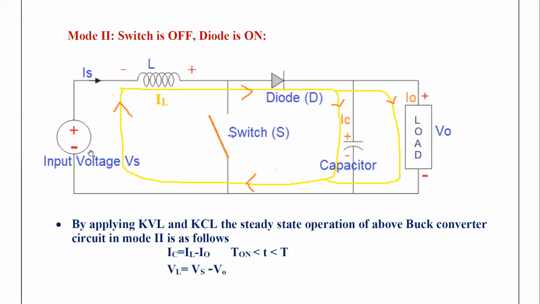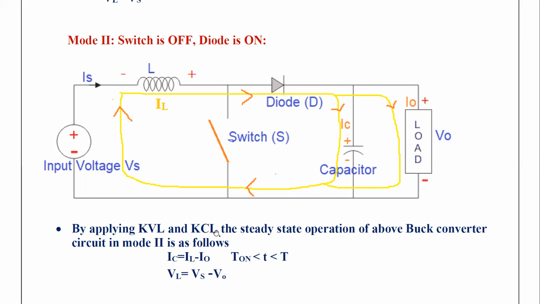And VS is equal to VL plus V naught. From this, to get the volt second balance equation, we calculate the voltage across the inductor. VL is equal to VS minus V naught.